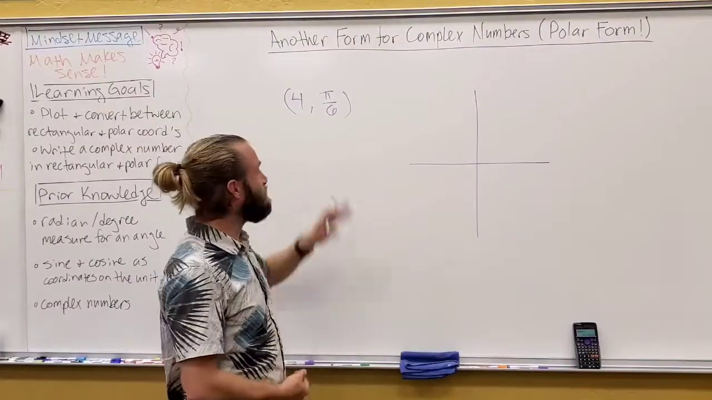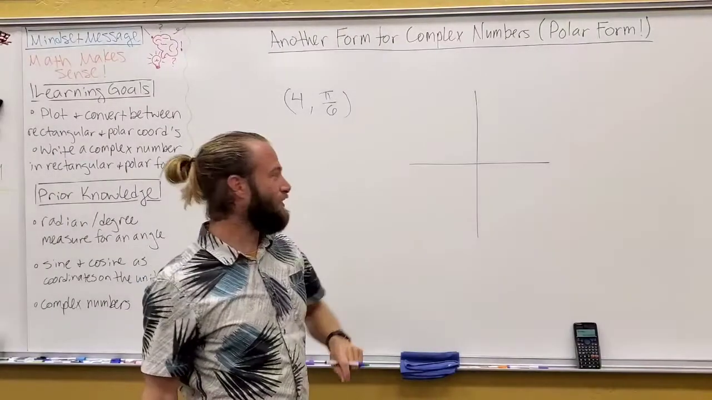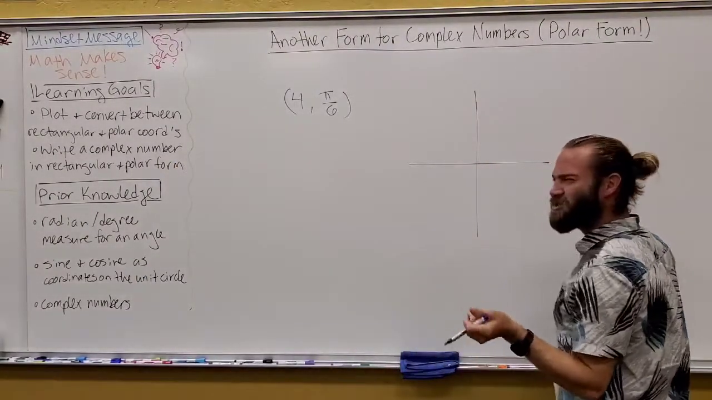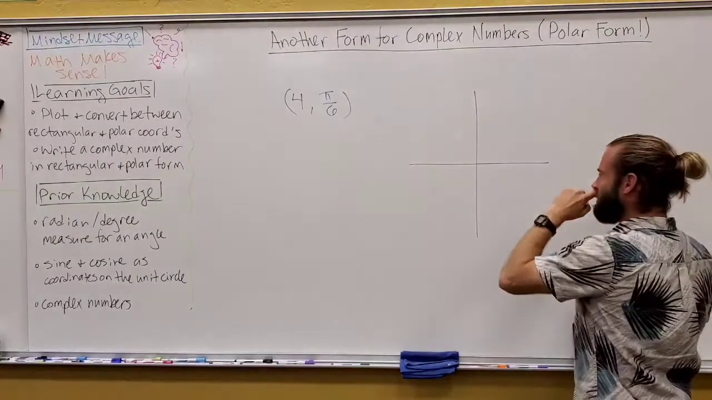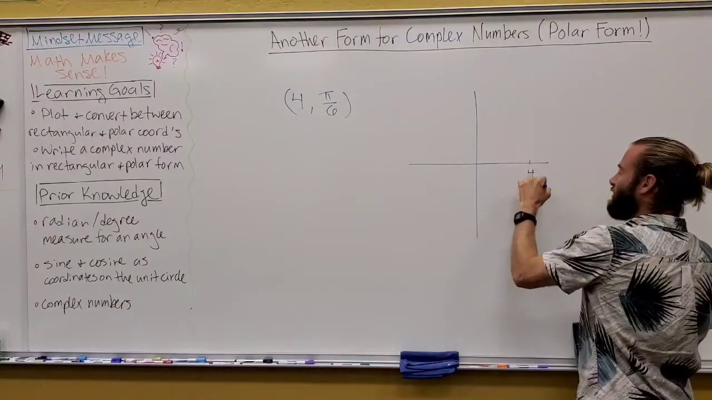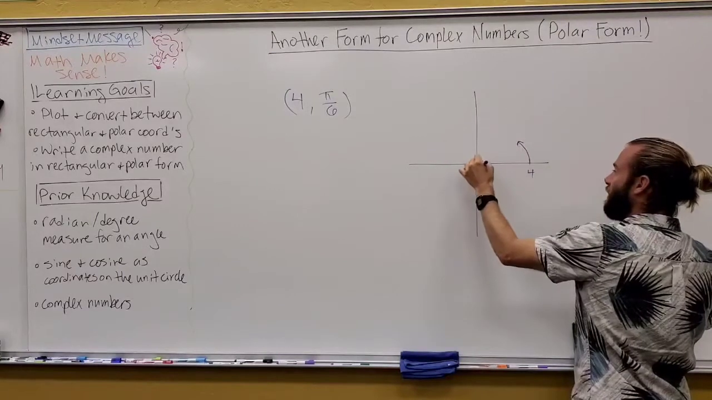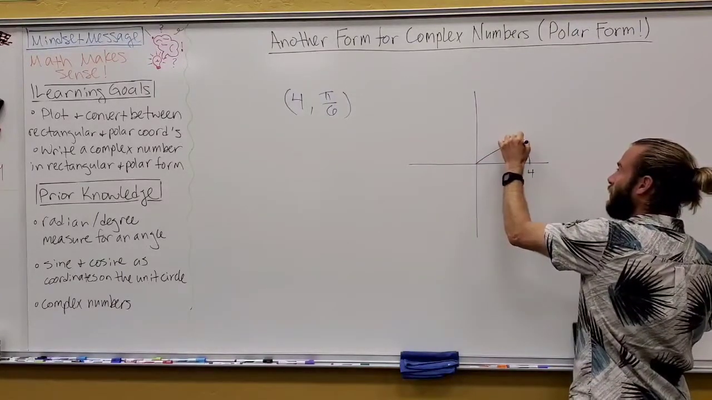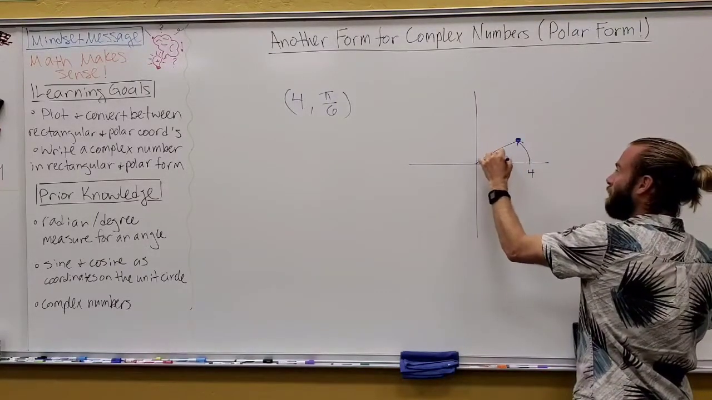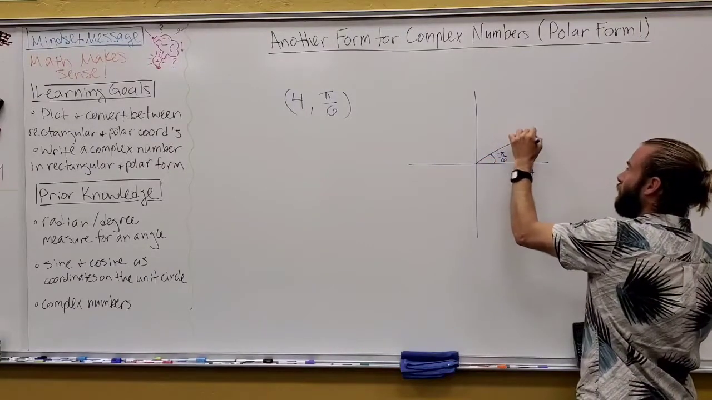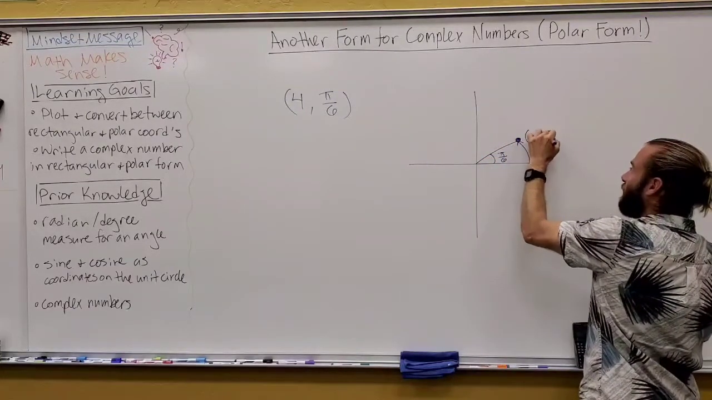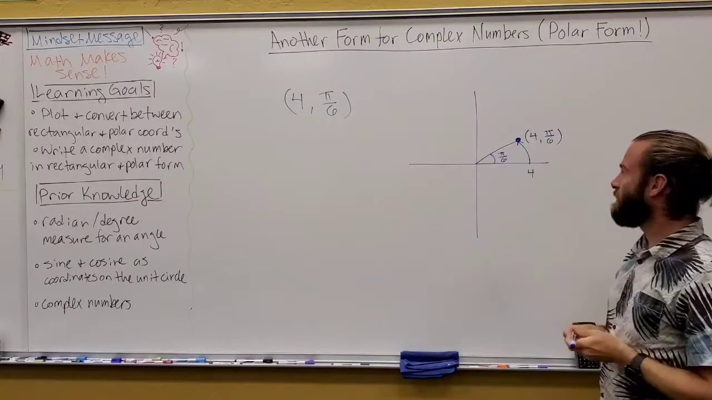Whoops, we forgot to actually plot this. So remember, rotate a radius. So we need the radius. Usually I find it's easier to do the radius first and then rotate. So if we just mark this out at 4, and then we rotate by pi over 6, then we will reach the point 4 comma pi over 6.